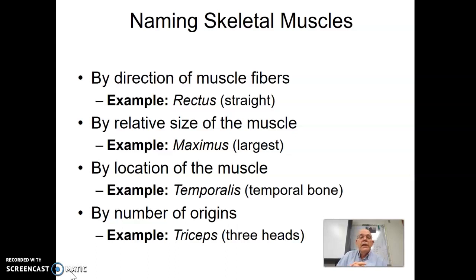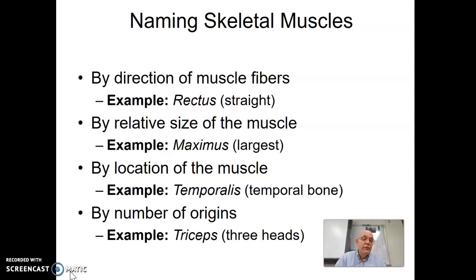Okay, the location, the region of the body. Your temporalis would be around the temporal bone up here. This is a muscle you can feel inside your head there. Your gluteus maximus is your rear. It's in the gluteal region, and some of those regions that we talked about, you'll start seeing those in the names. And by the number of origins, or how many places it attaches to the bone.